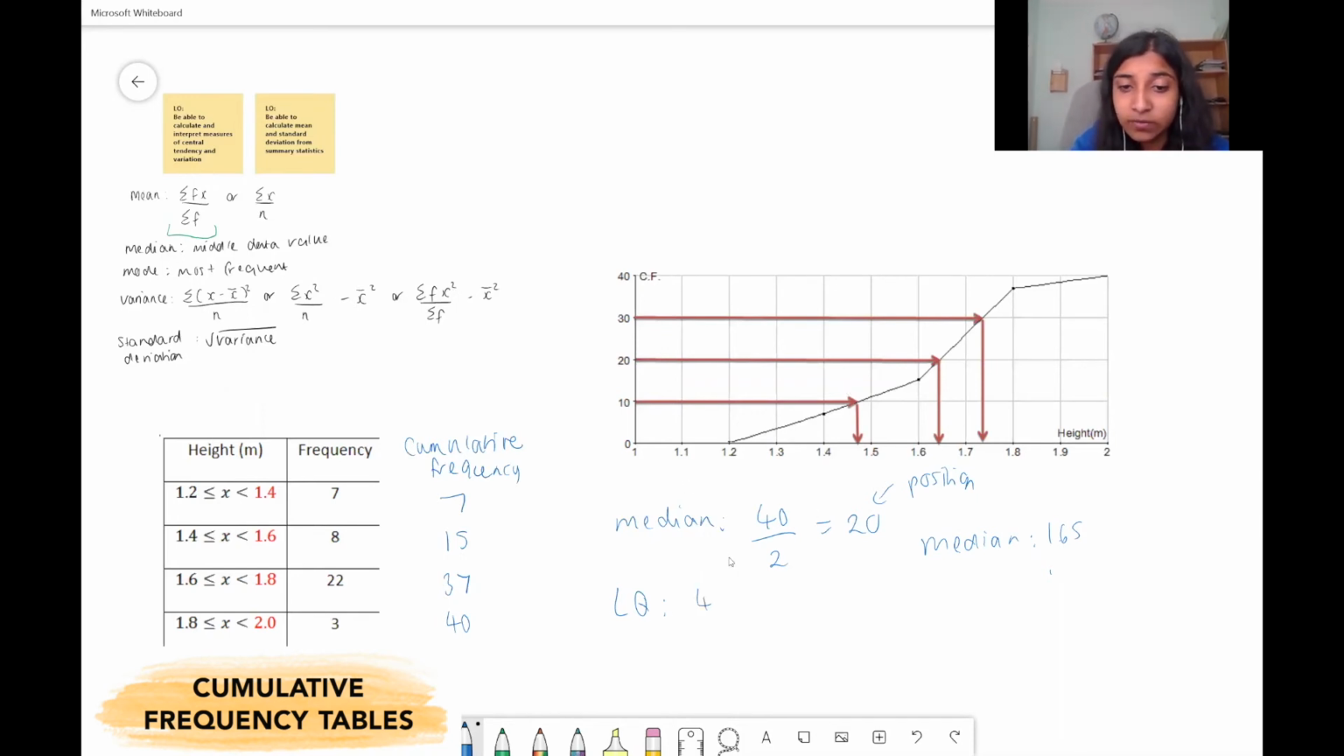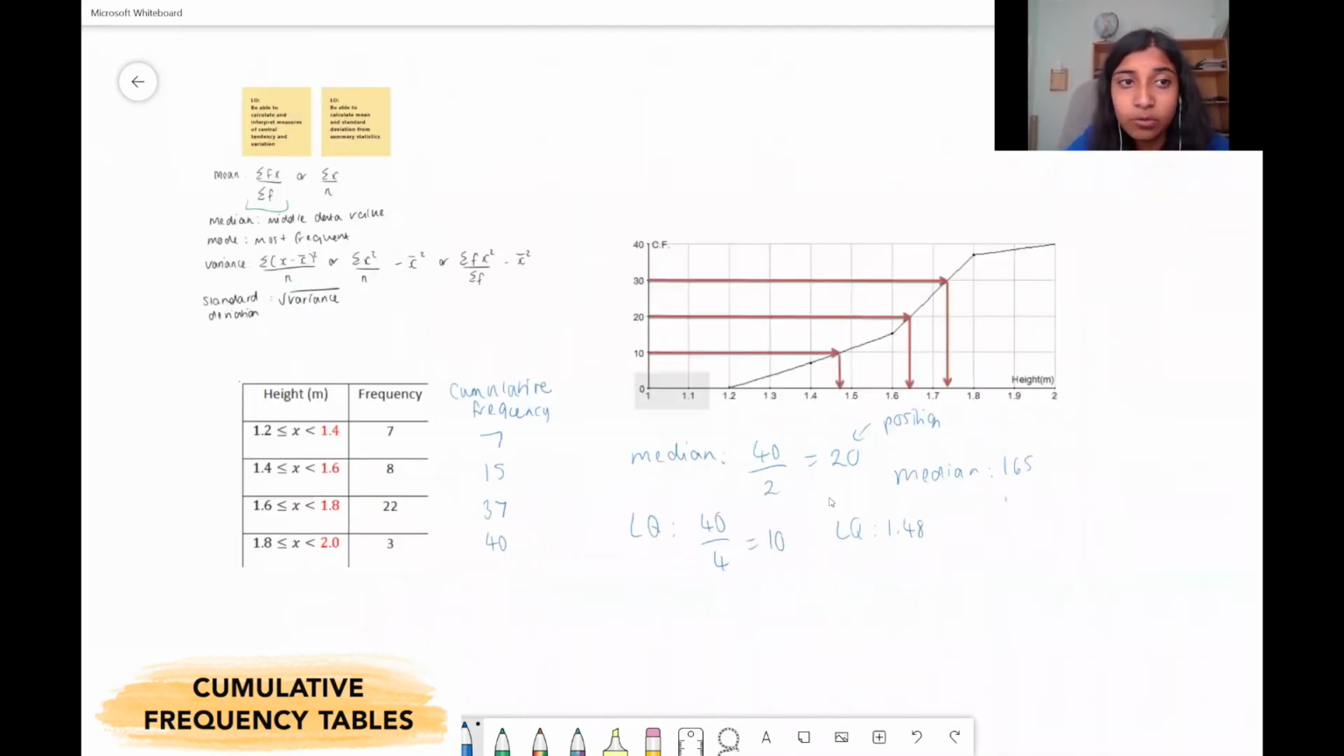And then for your lower quartile, you want to work out where the position is. So the position is 40 divided by 4, which is just 10. So you want to see where your 10 is and what your height for 10 is. So the lower quartile would be around 1.48.